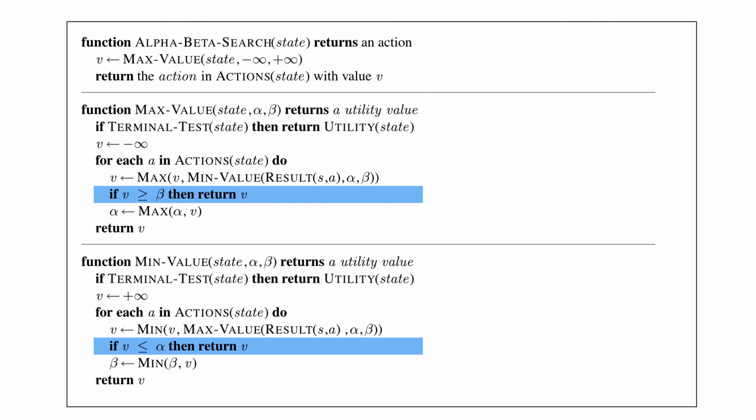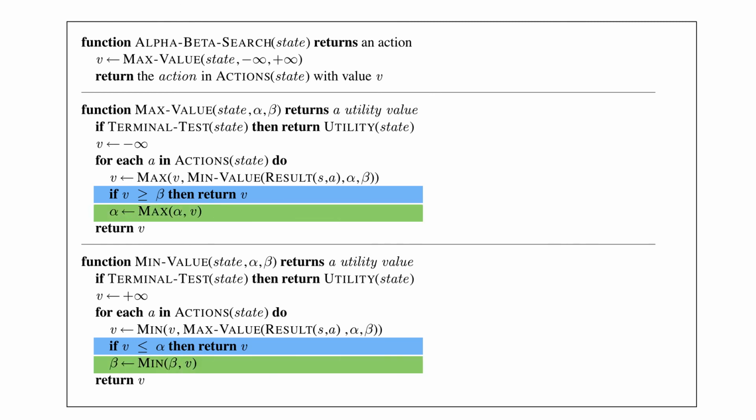And then, the other thing to keep in mind is how we update these values. So after we discover a value that is greater than, for example, our lower bound, then we would update our alpha value. And similarly, if we discover a value that's less than our upper bound, then we will update our beta value down below.